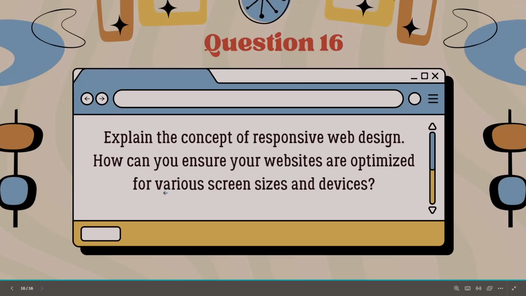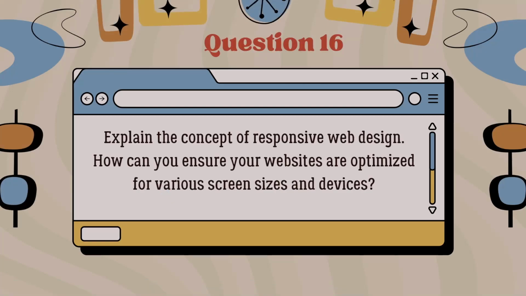Next question is related to the concept of responsive web design. How can you ensure your website is optimized for various screen sizes and devices? So these are all the 16 important questions.